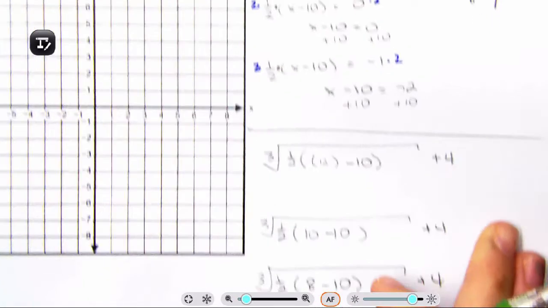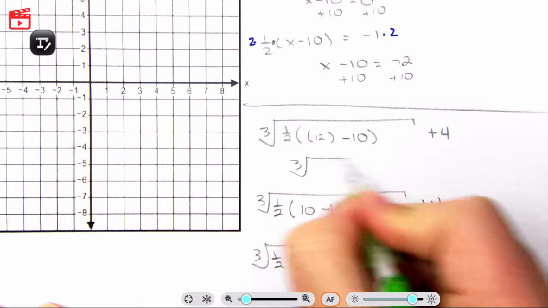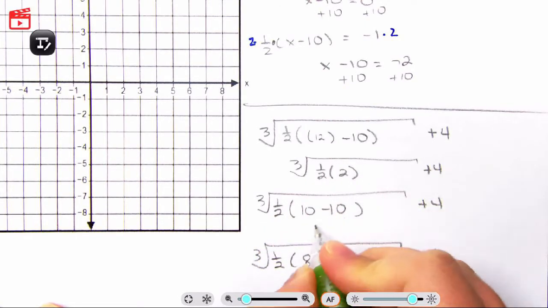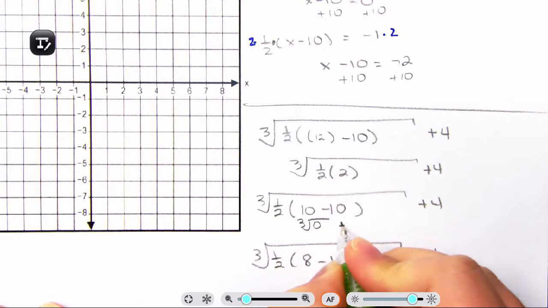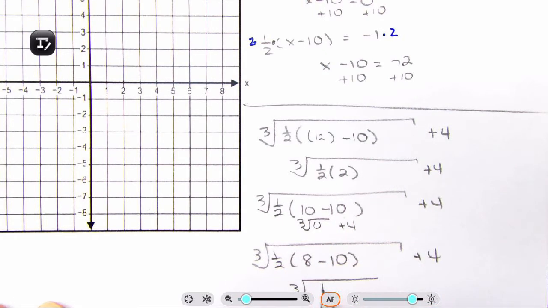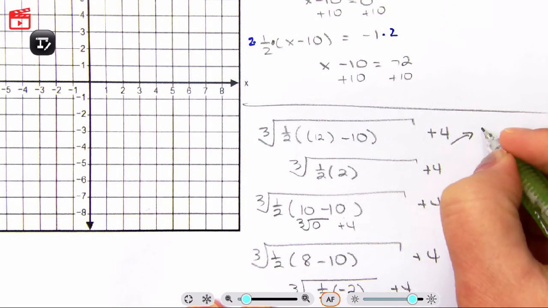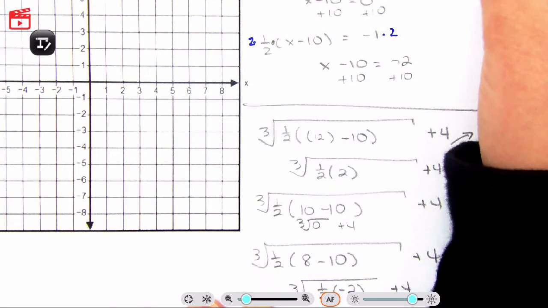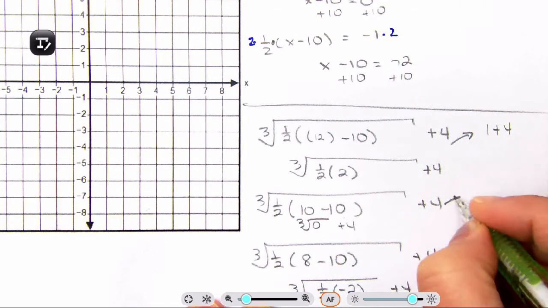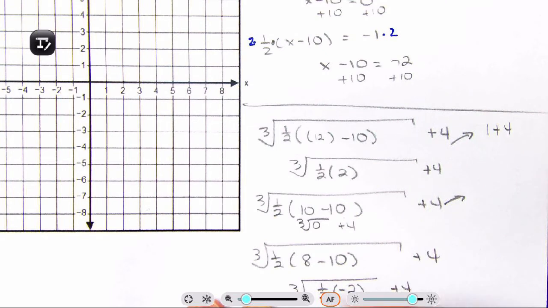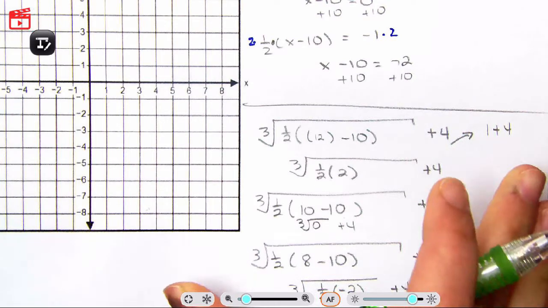And I'm going to solve for my new y's. So I have a cube root of 1/2 of, what is this, 2, plus 4. This is the cube root of 0 plus 4. This is the cube root of 1/2 times -2. So this means I have here, what do I have here? I have the cube root of 1, which is 1, plus 4. So I'm going to have an output of 5. This one here is the cube root of 0, which gives an output of 4. This one here is -1, so I have -1 plus 4, which gives an output of 3.